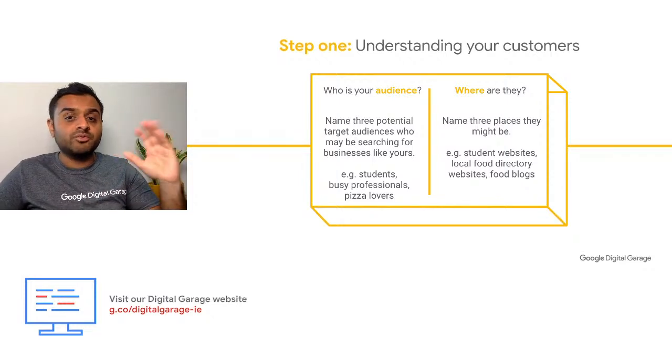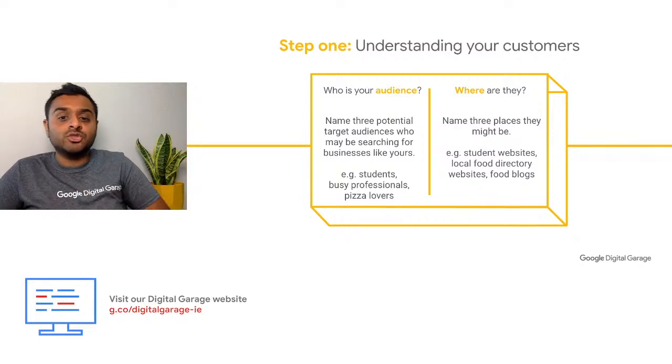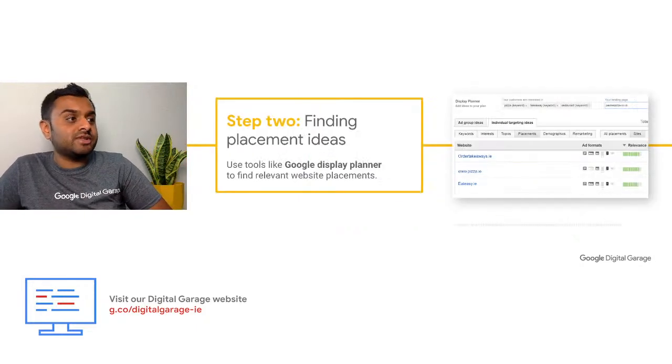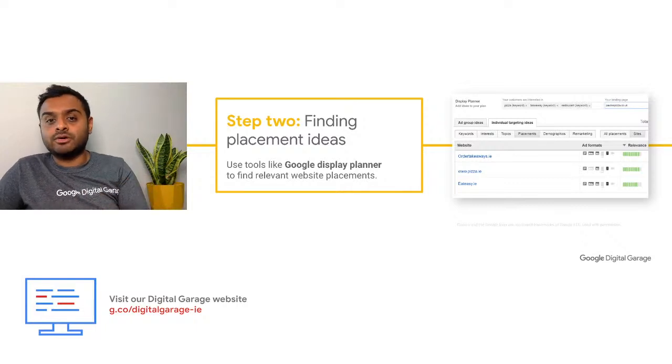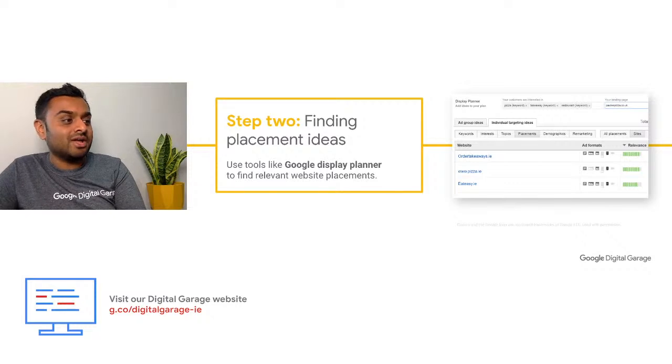So we want to really go through these questions in depth and come up with the answers, because again, this is something which will help us as we go down the remainder of these steps. Now, step 2 is about finding which websites we actually want to place our advert on, our digital adverts on there as well.